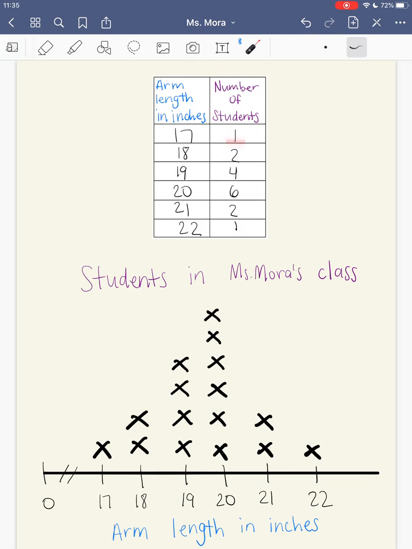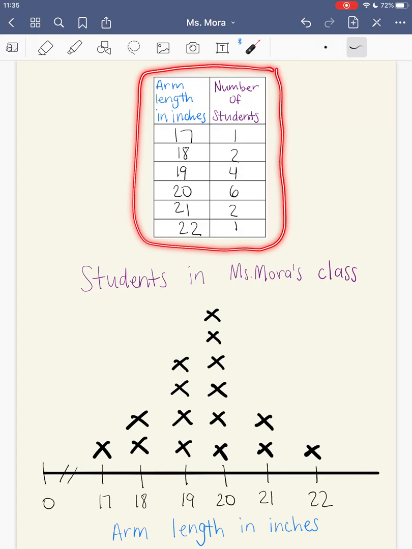For example, one student's arm measures 17 inches, okay? 2 students' arms measure 18 inches. 4 students have arms that measure 19 inches. 6 students have arms that measure 20 inches. 2 students have arms that measure 21 inches. And 1 student has arms that measure 22 inches. Okay? And so that's my data table.